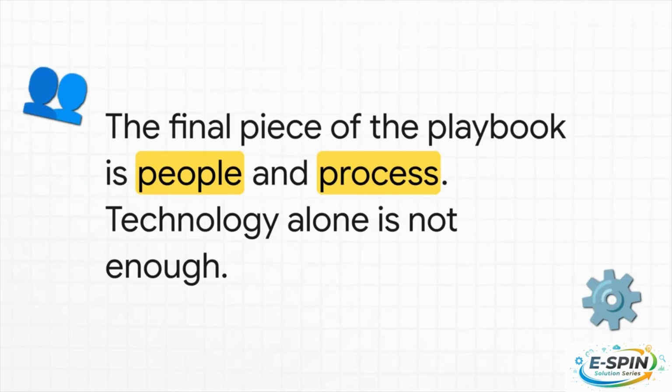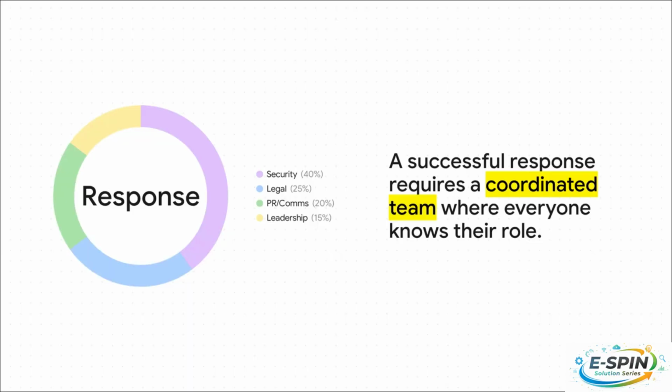But here's the thing. You can have the best tech in the world, and it won't matter one bit if your people don't know what to do when things go south. That's why this final piece is so critical. It's about process. When that crisis alarm goes off, who's in charge of what? A good response looks like a well-oiled machine. You've got your security team in the trenches, stopping the bleeding. You've got legal, making sure you're telling the regulators what they need to know. You've got your comms team managing the story so panic doesn't set in. And you have leadership at the top steering the ship. If you don't have this mapped out before a crisis, all you're going to have is chaos.